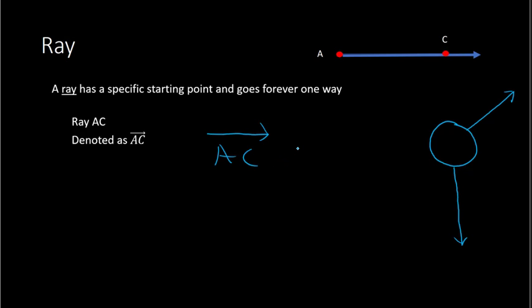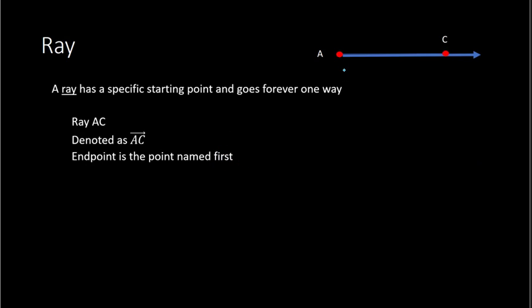And again, make sure that the endpoint is named first. So the A was the endpoint. I write this as ray AC. Now this is not the same thing as ray CA. Ray CA would mean that you're starting at C over here and going this direction through A. That is not the same thing.